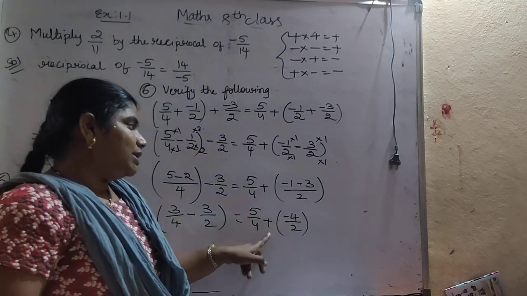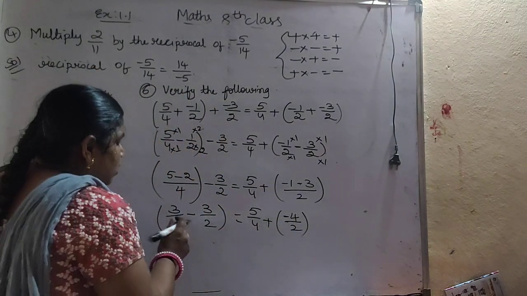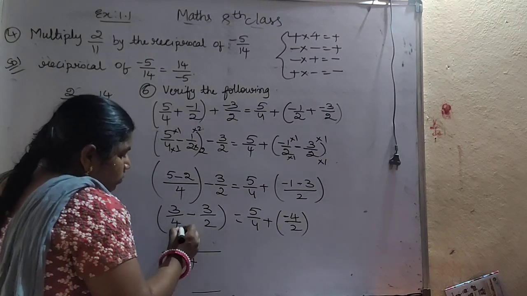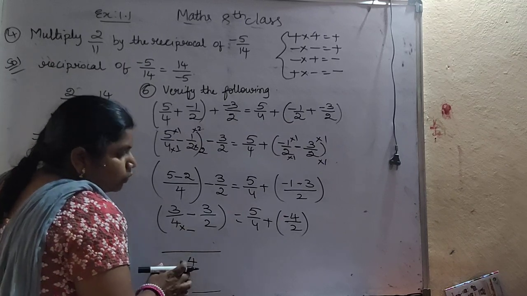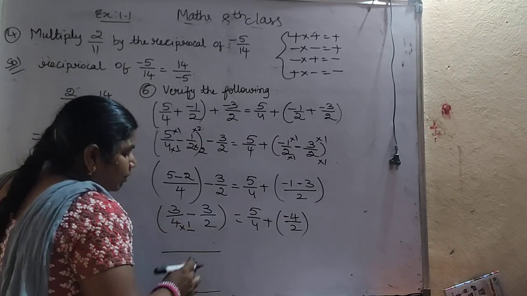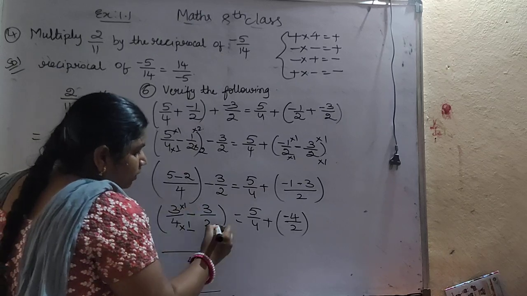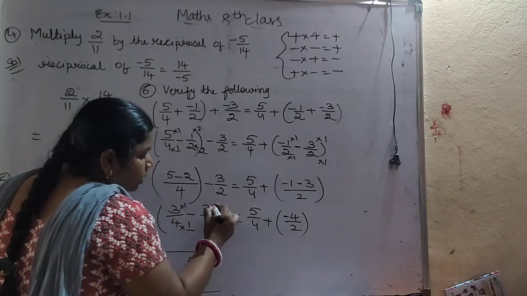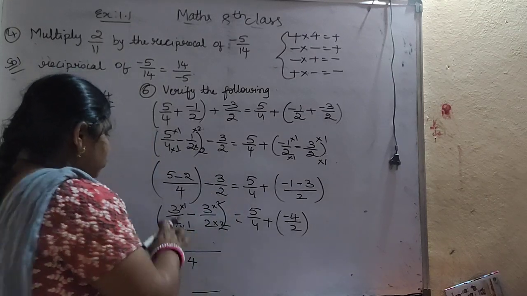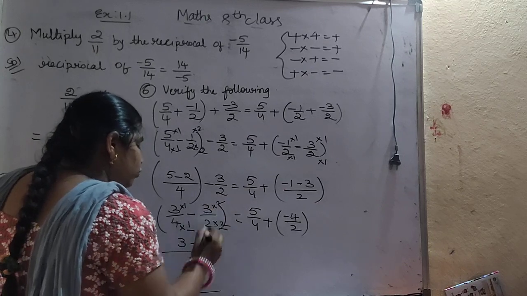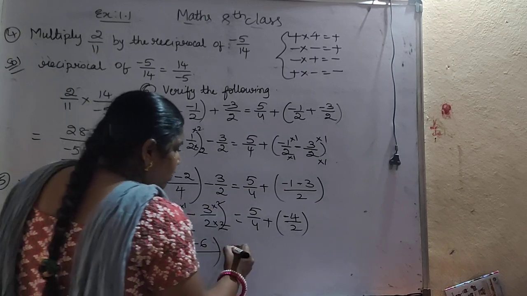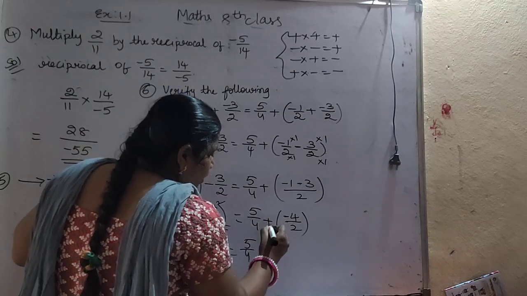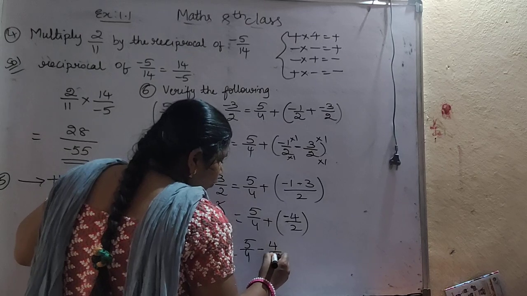Okay, here you are seeing the double sign. We have to make it into a single sign. So what is the LCM of 4 and 2? 4 and 2 LCM is 4 itself. So for 4, how much will you multiply to get 4 again? That is 1, one time it will be 4. Here 2, how many times will be equal to 4? That is 2 times will be 4. So 3 1s will be 3, minus 3 2s is 6, is equal to, this double sign we have to convert into a single sign. So 5 by 4 plus into minus is minus 4 by 2.